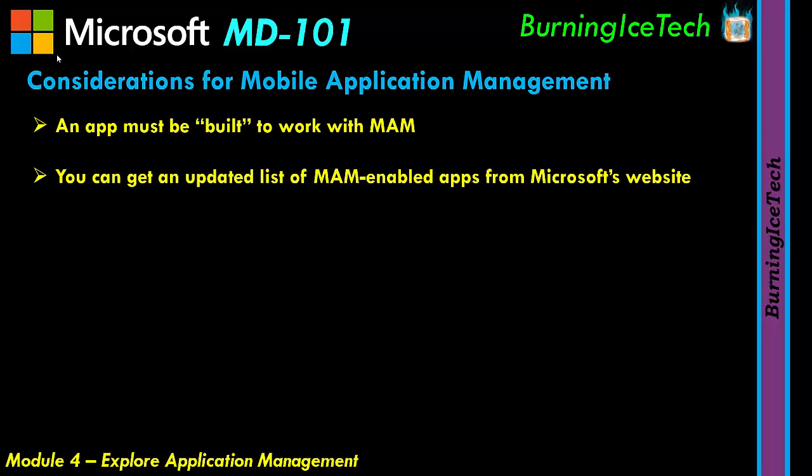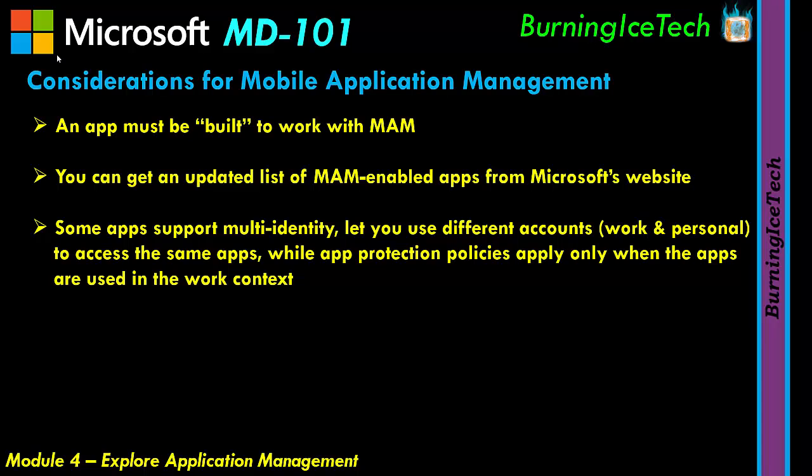You'll see some of these apps support multi-identity and they will let the user use different accounts to access the same apps, while app protection policies apply only when the apps are used in the work context. All in all, these app protection policies protect organization data and prevent loss of sensitive and valuable data. App protection policies allow you to control what capabilities an app has when working with corporate-owned data. This includes preventing the user from copying data from a protected app to an app that is not protected by app protection policies. App configuration policies require the apps to support these policies.